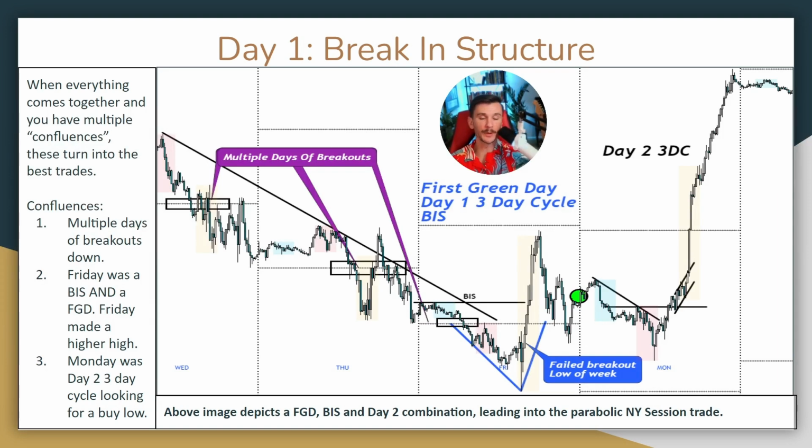The next scenario being whenever you have a day 1 of the 3-day cycle that also breaks structure in the same day.